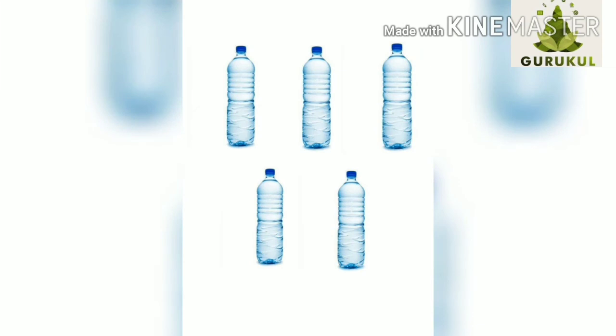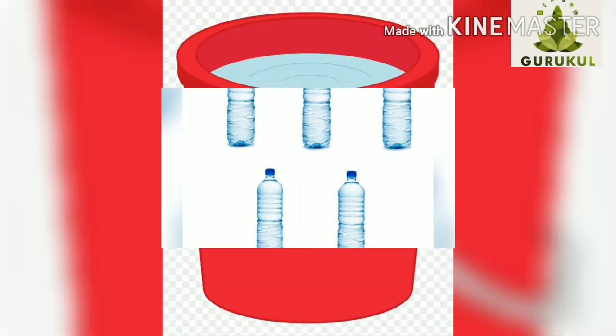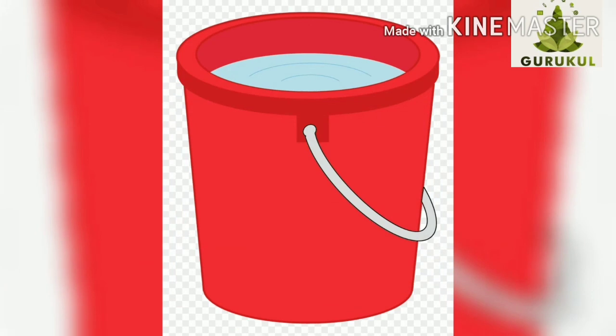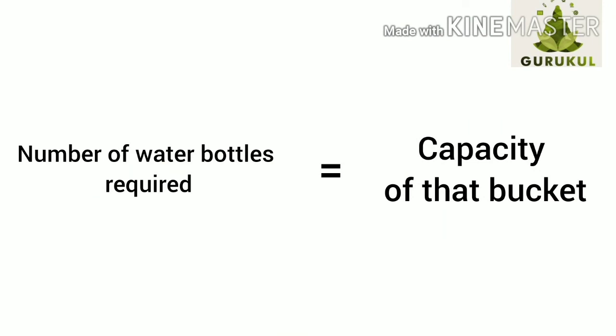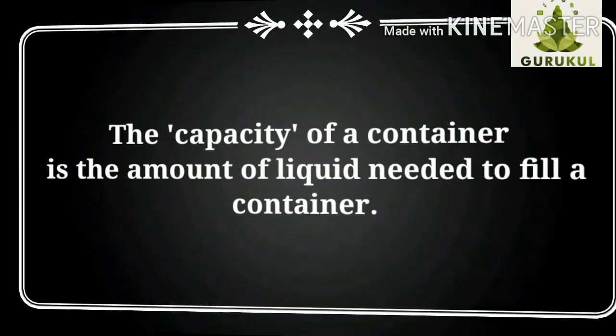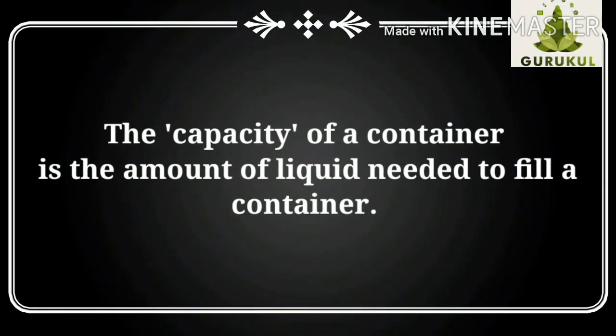Now, we will add more 1-liter bottles of water. We will do this till the bucket is full. Whatever number of bottles are required, that number is the capacity of that bucket. So, the capacity of a container is the amount of liquid needed to fill a container.